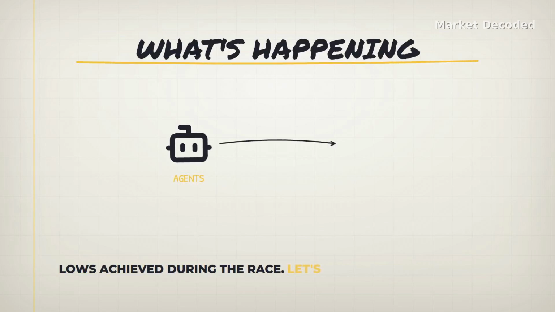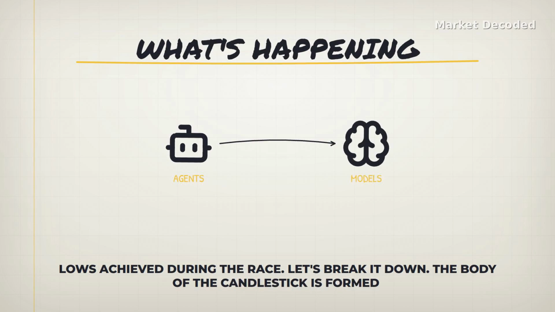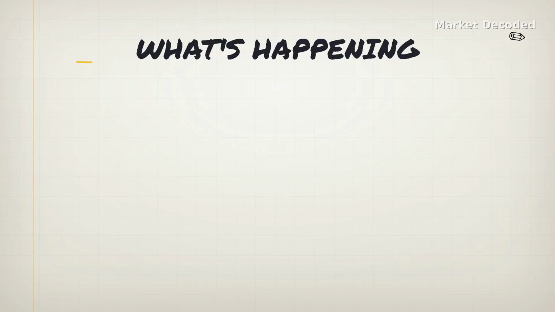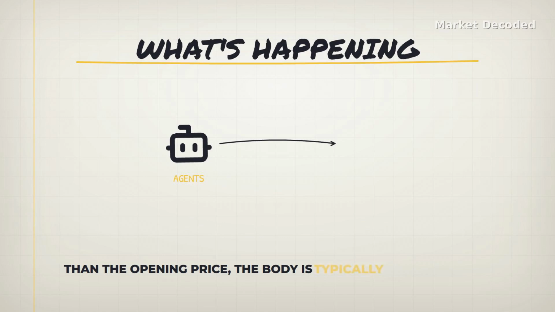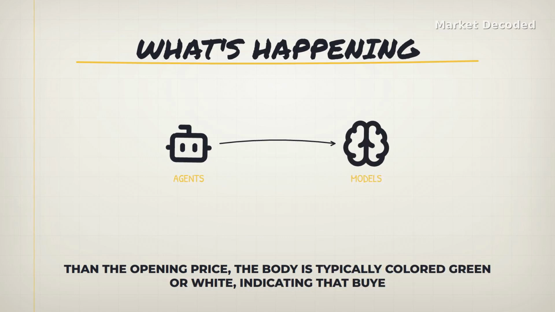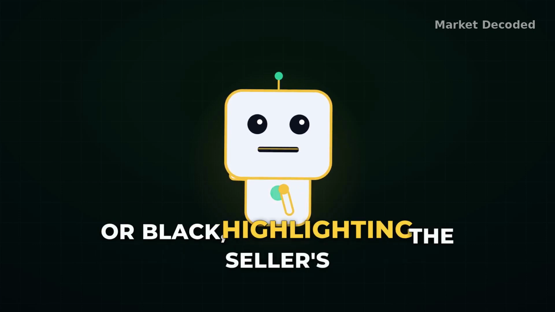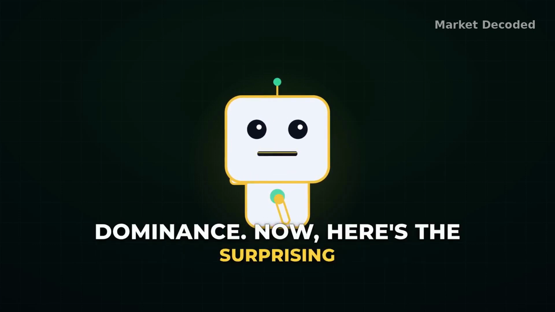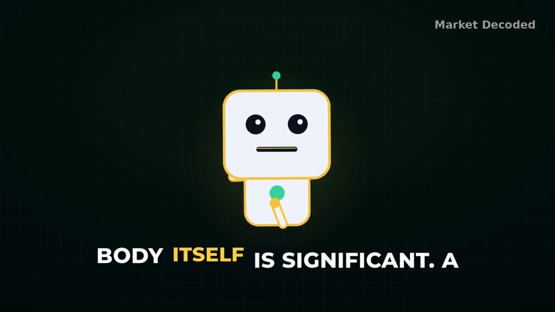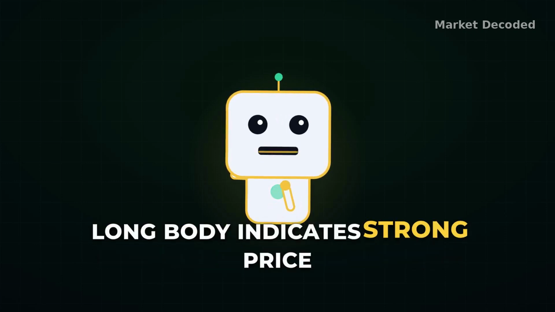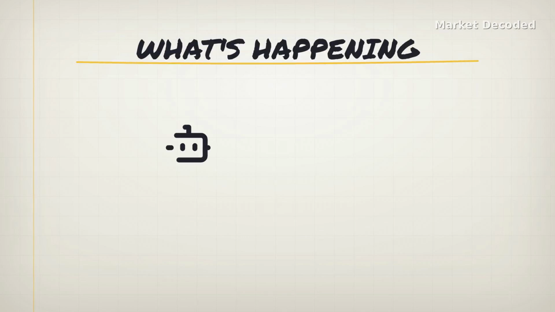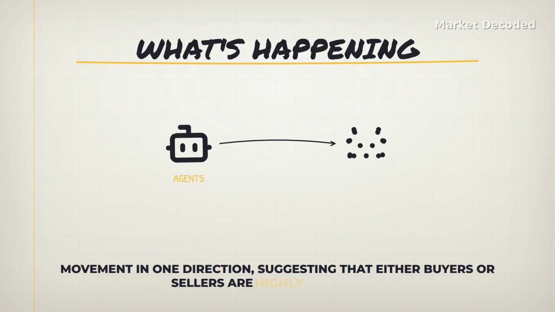Let's break it down. The body of the candlestick is formed between the opening price and the closing price. If the closing price is higher than the opening price, the body is typically colored green or white, indicating that buyers took control. Conversely, if the closing price is lower, the body turns red or black, highlighting the seller's dominance. Now, here's the surprising part. The length of the body itself is significant. A long body indicates strong price movement in one direction, suggesting that either buyers or sellers are highly confident. But a short body means indecision, showing that buyers and sellers are struggling to take control.